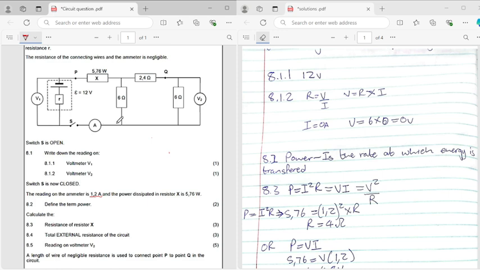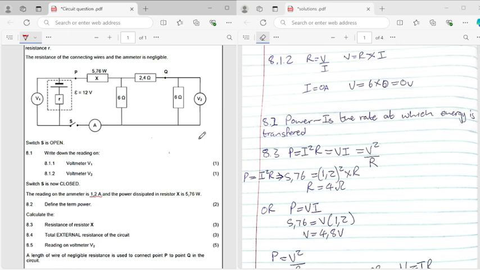This basically means that the total current moving in the circuit is 1.2 amps. When the current moves, the current that goes through resistor X is the total current, since it is connected in series. And since this is connected in series, the total current will be going through resistor X.